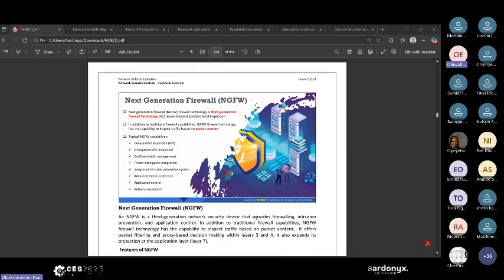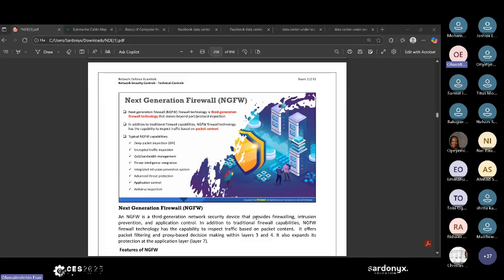They have the next generation firewall. Now, this is a new one. This is a third generation firewall that moves beyond port and protocol inspection. It goes deeper. One of the major things about the next generation firewall, right, is that it is greater than the stateful firewall. It's about deep packet inspection, DPI. That's one of the major benefits of the next generation firewall.